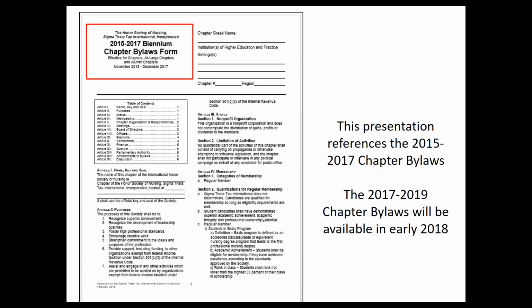Everything that we are going to be talking about today, whenever we reference the bylaws, will be the 2015 to 2017 chapter bylaws that you see on the screen. So whenever you are looking at your chapter's bylaws, just make sure that the correct biennium is listed in the upper left-hand corner. The next set of bylaws, which will be the 2017 to 2019 chapter bylaws, will be available early next year, as your delegates will be voting on proposed bylaws amendments at the upcoming convention.